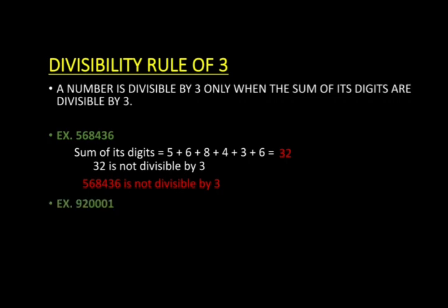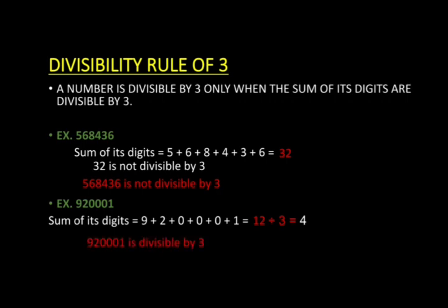So let us take another example. Another example is 9,20,001. So what should we do? We should find the sum of its digits. 9 plus 2 plus 0 plus 0 plus 0 plus 1. 9 plus 2, 11. 11 plus 1, 12. Is this 12 divisible by 3? Yes. 12 is divisible by 3, 4 times. So what can we say? Since the sum is divisible by 3, the given number is divisible by 3. So 9,20,001 is divisible by 3.